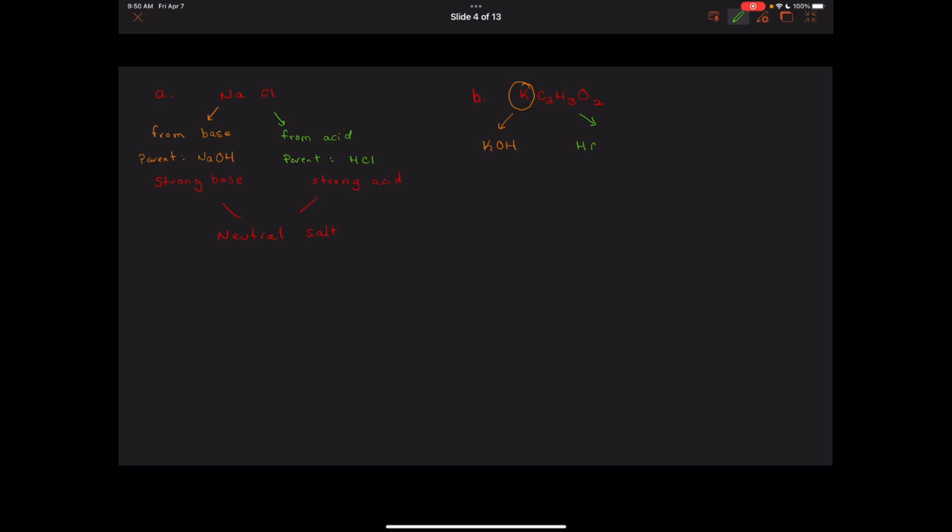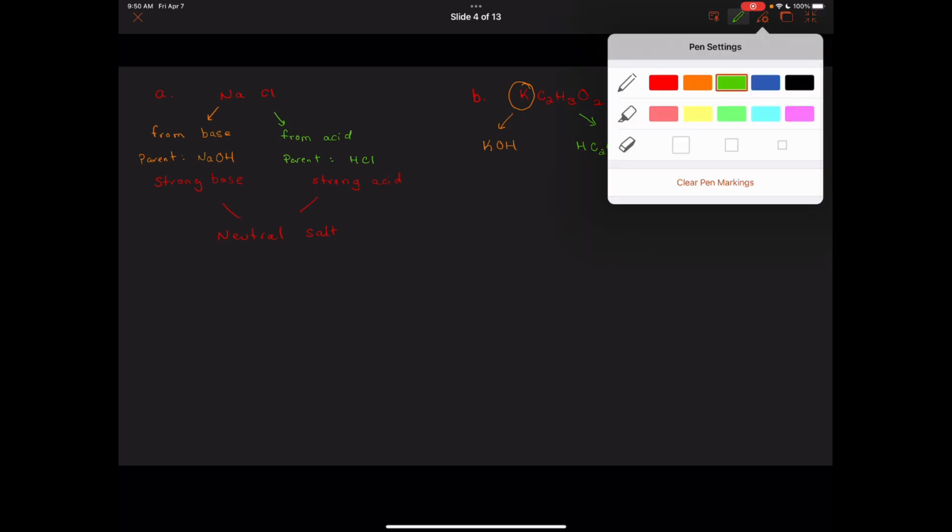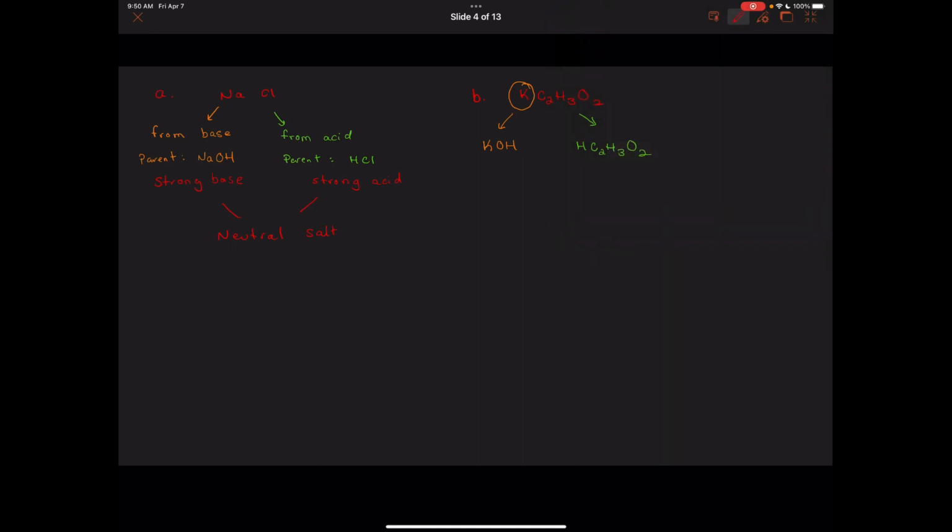So this becomes HC2H3O2. So then we're looking at the strengths of those parents. Potassium is a group 1A cation, so this is a group 1A hydroxide, making this a strong base.